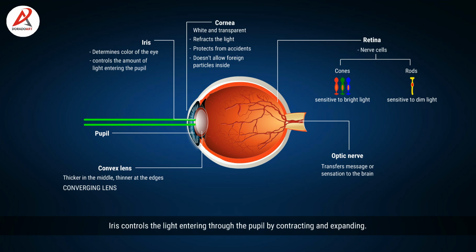The iris controls the light entering through the pupil by contracting and expanding. Behind the pupil there is a converging lens which focuses the light on the retina. The retina consists of two types of nerve cells, namely cones and rods. They transfer the message through the optic nerve.